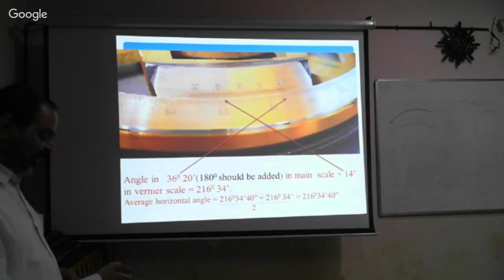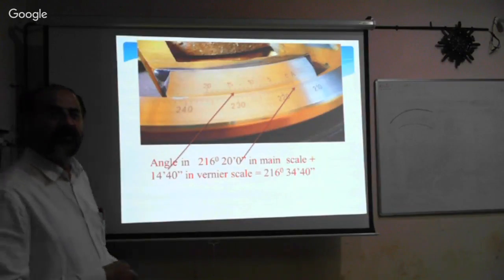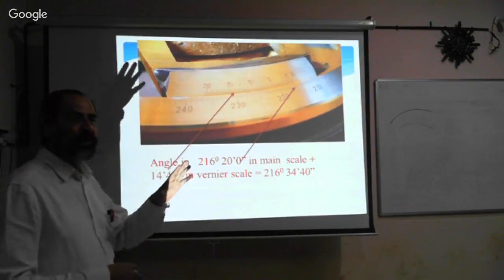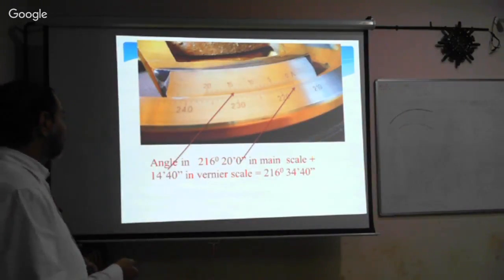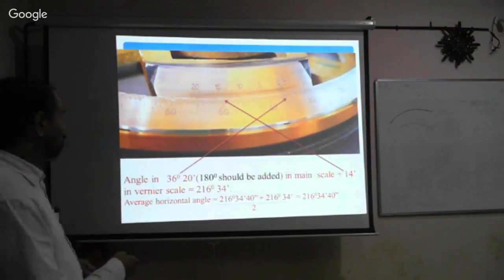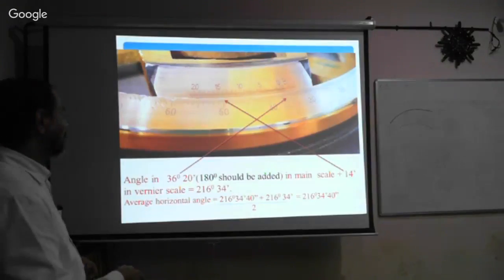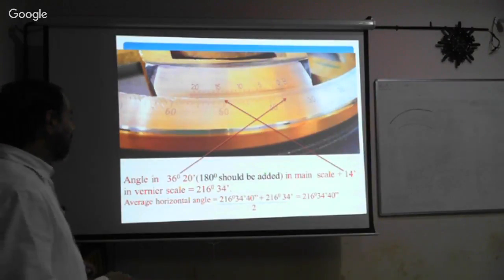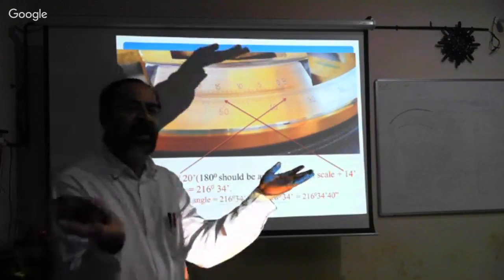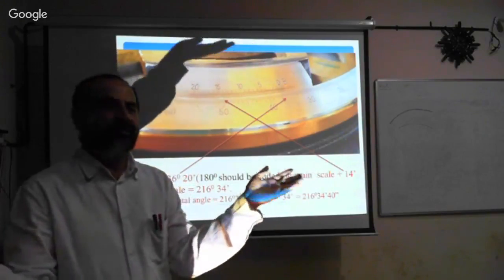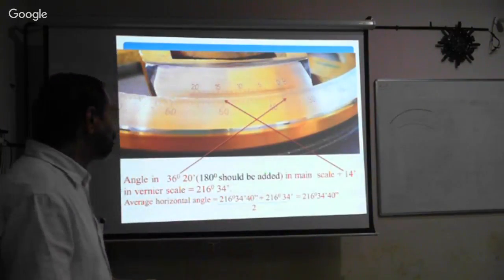Now in the previous slide, I told you to deduct 180 from 216. Here it is not deducted; it is taken as it is, and then we proceed. But on the other side, we should add 180 when it is crossed. Now the average of these two will give you the value of the horizontal angle between the two objects, the two locations.